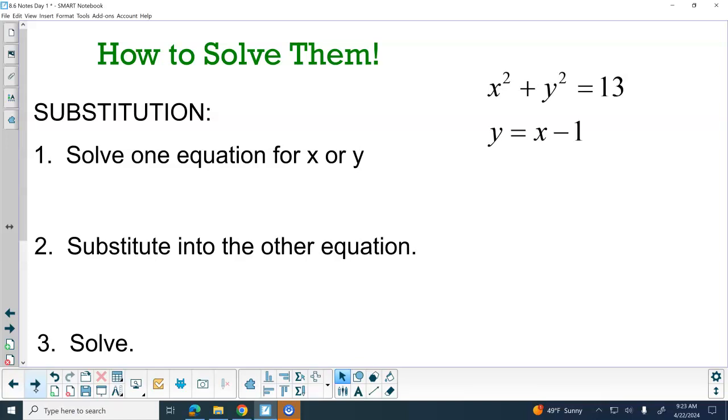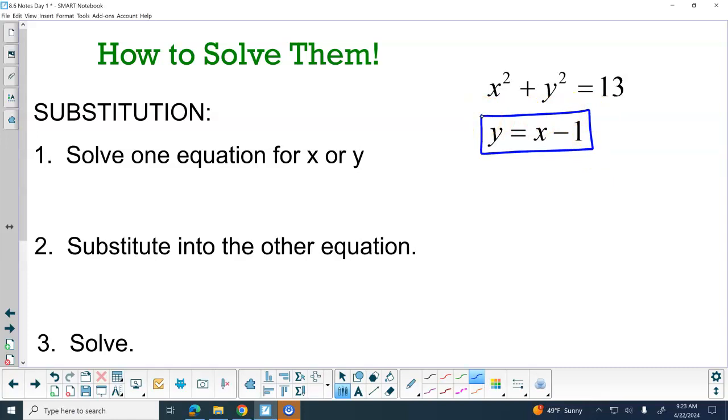Substitution step number 1 is very similar to when we were doing it in linears. We're going to solve one of our equations for either x or y. And again, that might be done for you because it might be in y equals mx plus b form, or you might have to do a little bit of math there, or you might have to find a good equation to solve for. Either way, that's fine. In this particular case, that is done for us because our given equation was y.